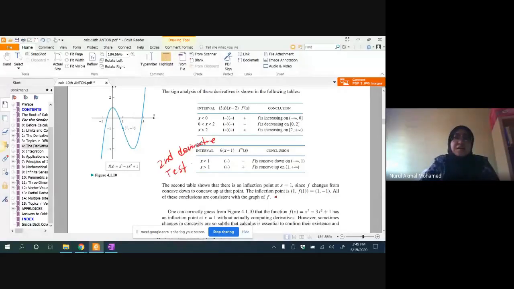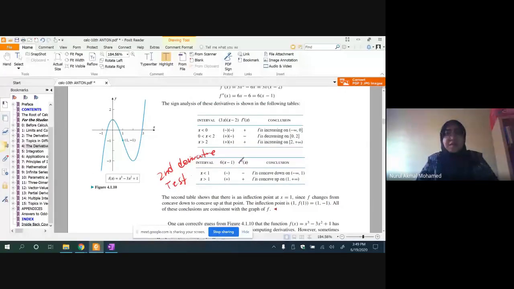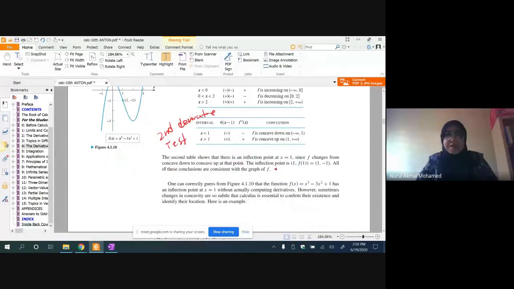I think this is a proper way to decide the behavior, to decide whether the function is concave downward or concave upward based on the second derivative test. We write it in terms of table form, similar to the first derivative test. Okay, next. Next is example 6.